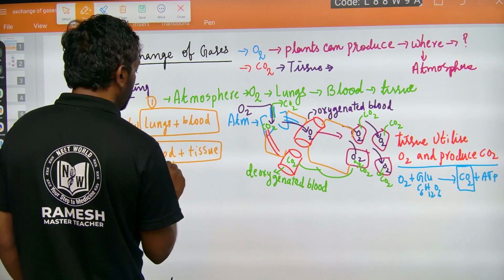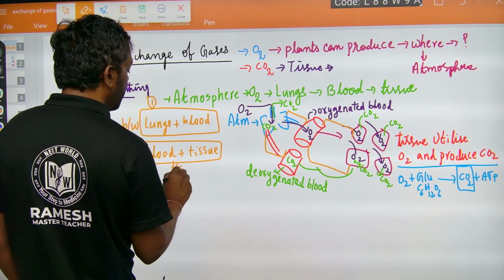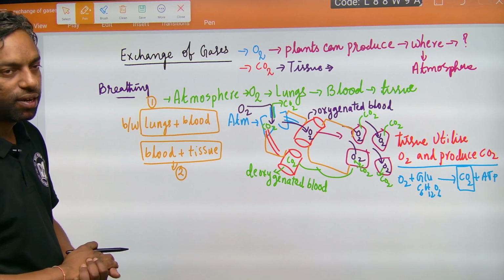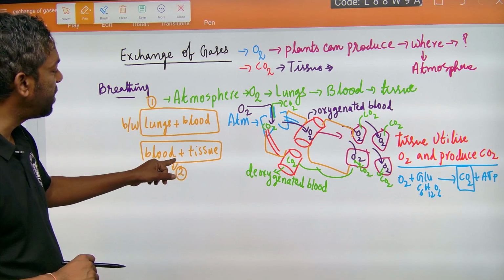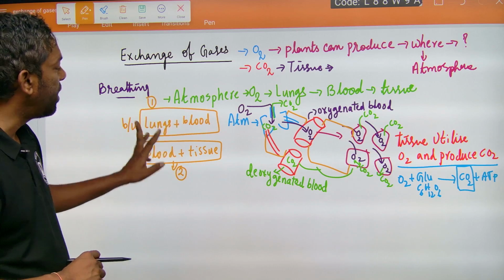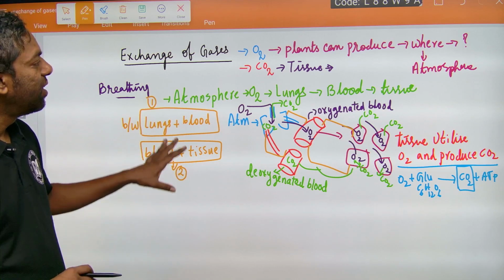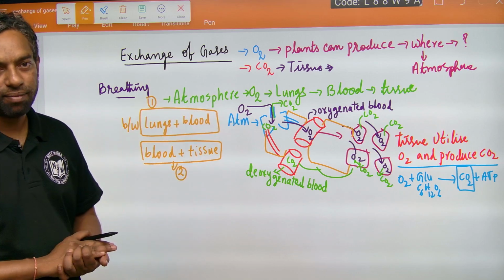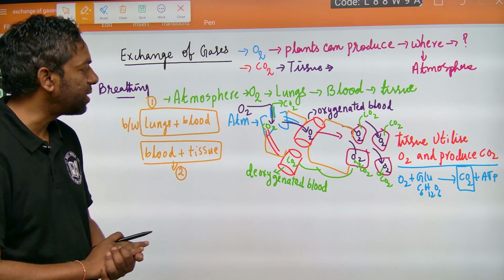The second medium is between the blood and tissue. Tissue uses the oxygen and releases carbon dioxide. Carbon dioxide is also exchanged between the tissue, blood and lungs. Okay, there is an exchange. Who can help for the exchange?